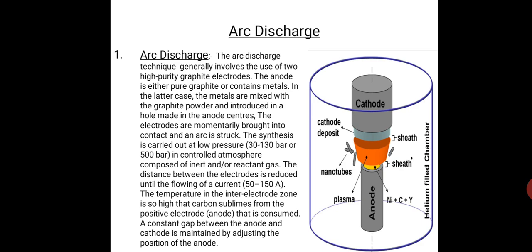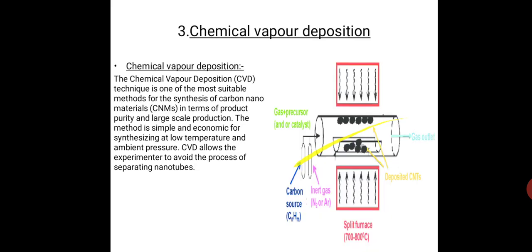The distance between the electrodes is reduced until a current of 50 to 150 amps flows. The temperature in the inter-electrode zone is so high that the carbon sublimes from the positive electrode, the anode, that is consumed. A constant gap between anode and cathode is maintained by adjusting the position of the anode.